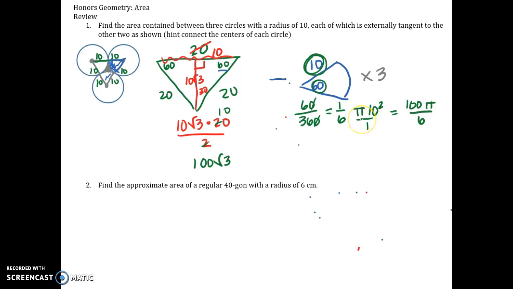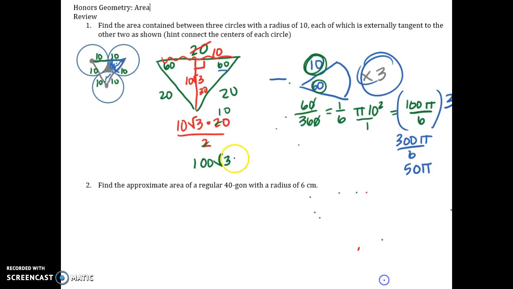Remember, this piece is over 1. So that's the area of 1. I'll take that and multiply it by 3, because there are 1, 2, 3 of them. So I have now 300 pi over 6. And that can be reduced. 300 over 6, they both divide by 3, they both divide by 6. So I would have what, 50 pi? And then most of the time, as you well know, we're looking for an exact answer. So my answer would just be 100 root 3 minus 50 pi. There really is no way to combine those two together.